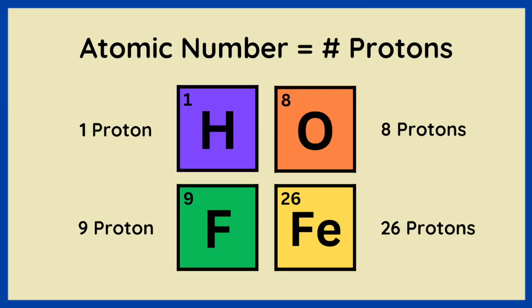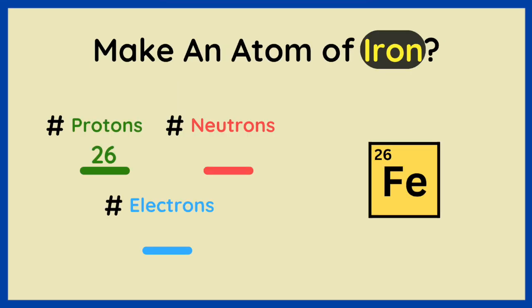That's because atomic number is what distinguishes and identifies the element of interest. For example, if oxygen has an atomic number of 8, that also means it has 8 protons. Conversely, any element with 9 protons must be fluorine. Okay, but what about the other subatomic particles? How many neutrons and electrons do we have?